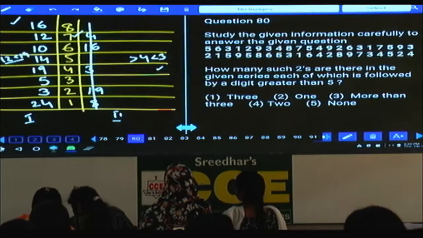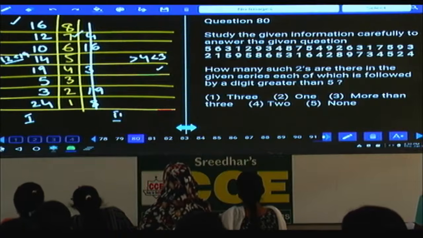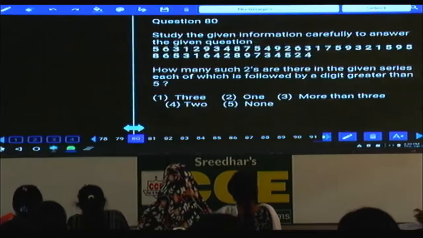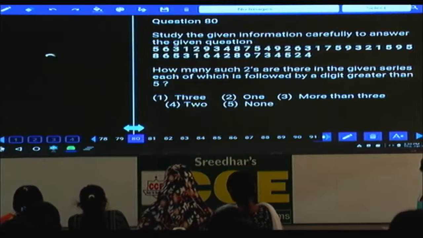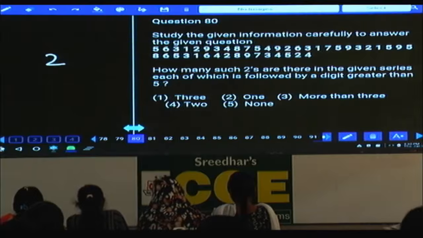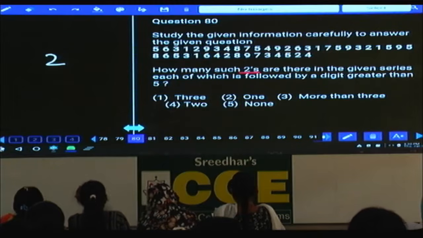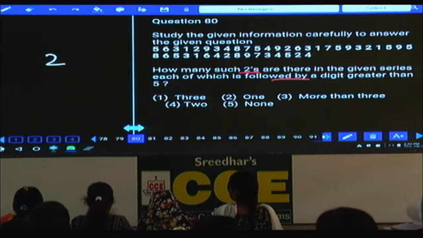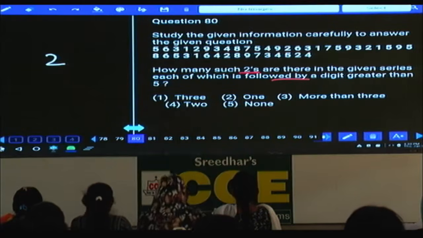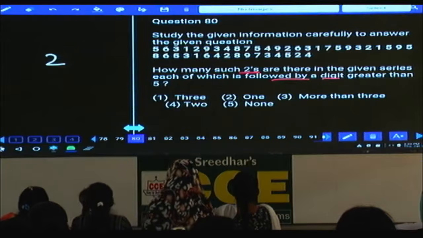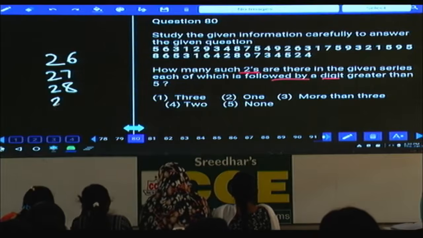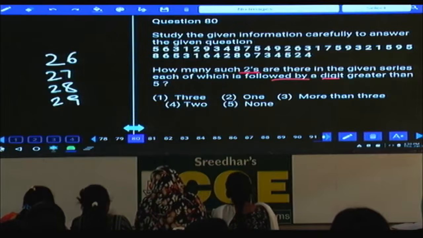Now question number 80. Now in this 80, what is the information given? As you have completed writing down this, then the 80th. What is the information we have? How many such twos are there? The question is about twos. Hence first represent two like this. How many such twos are there in the given sequence, each of which is followed by, following means after this one, preceding means coming before, followed by a digit greater than 5. What are the digits that are greater than 5? 6, 7, 8 and 9. Hence 26, 27, 28, 29 should be the order.